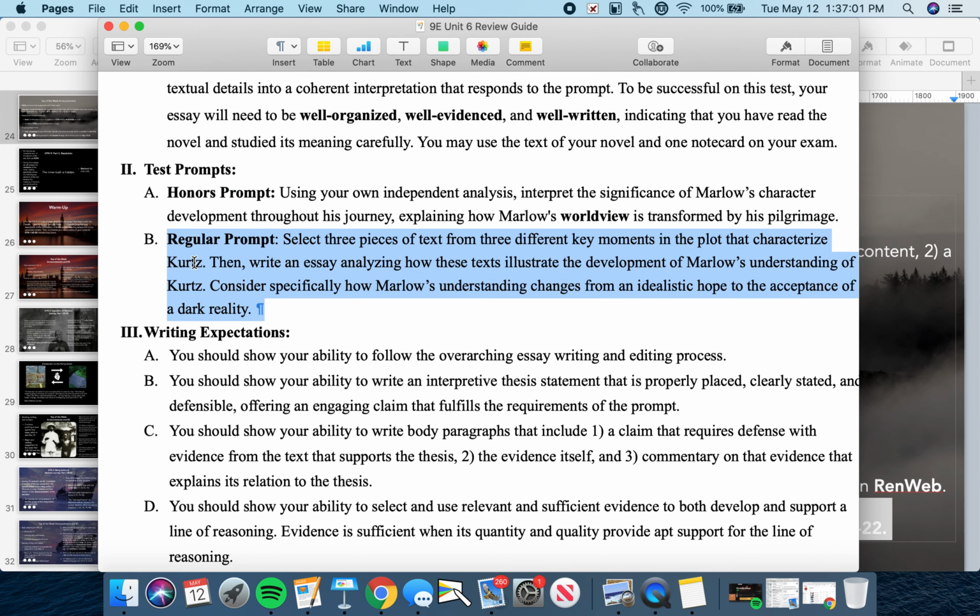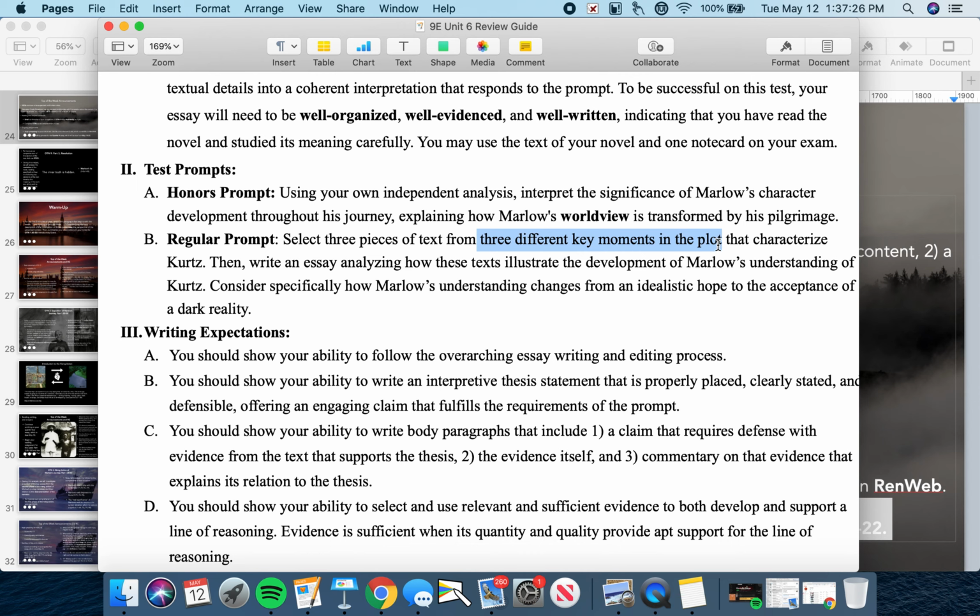All right. What about the regular prompt? Well, the regular prompt is a little more targeted. You have to select 3 pieces of text from 3 different key moments in the plot. So whose job is it to identify those key moments? You. What do I recommend? Identifying 3 key moments that span the plot, not that are all in the same area of the plot.